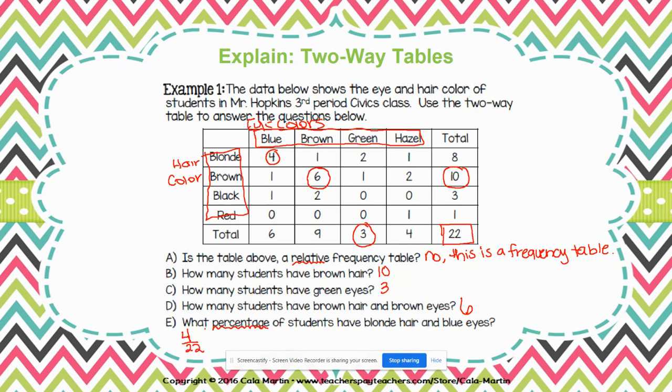So to find the percent, I'll do 4 divided by 22, which gives me 0.18 repeating. And then if I want to make that into a percent, I would multiply by 100, or move my decimal 2 places to the right, and that would give me 18. And remember that behind that decimal, that 0.18 still repeats. So it would be 18.18 repeating percent.